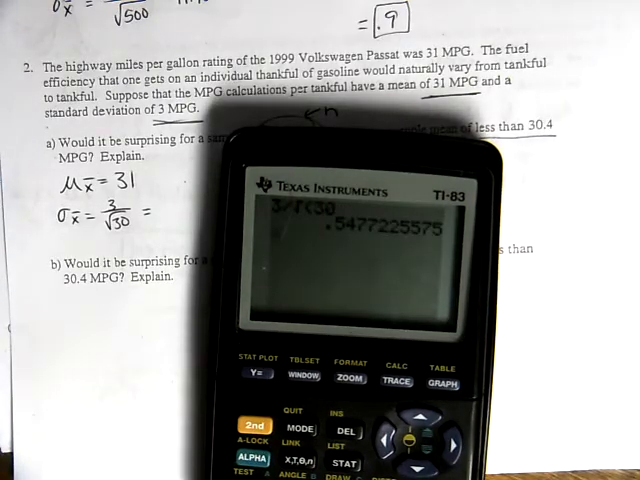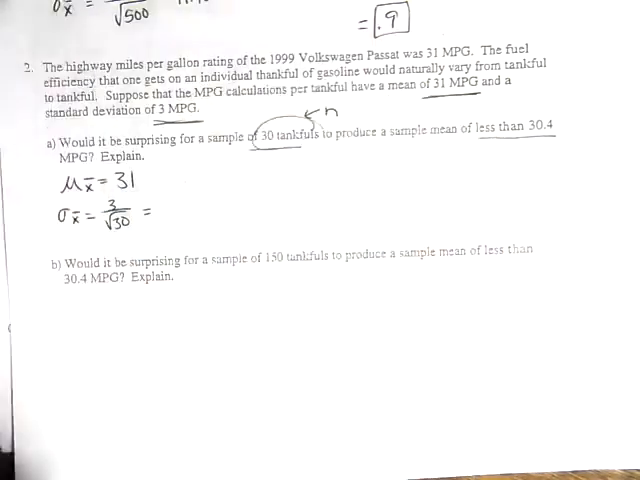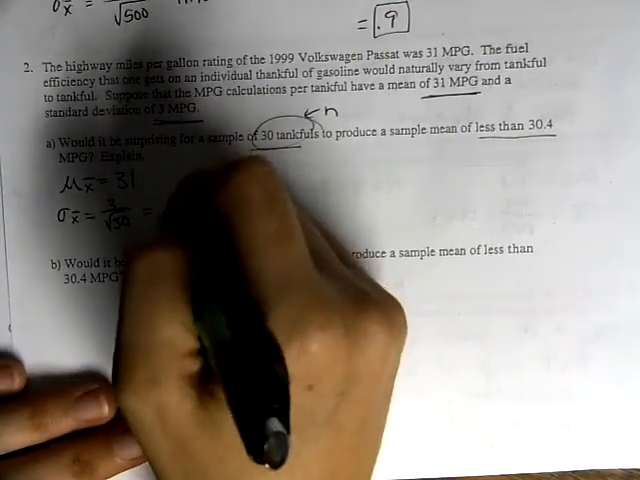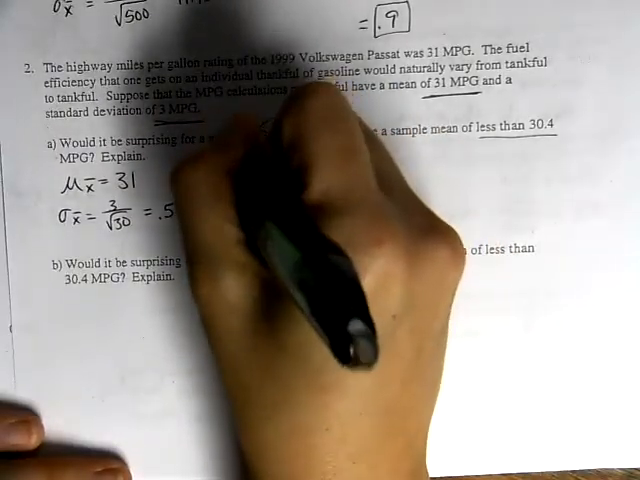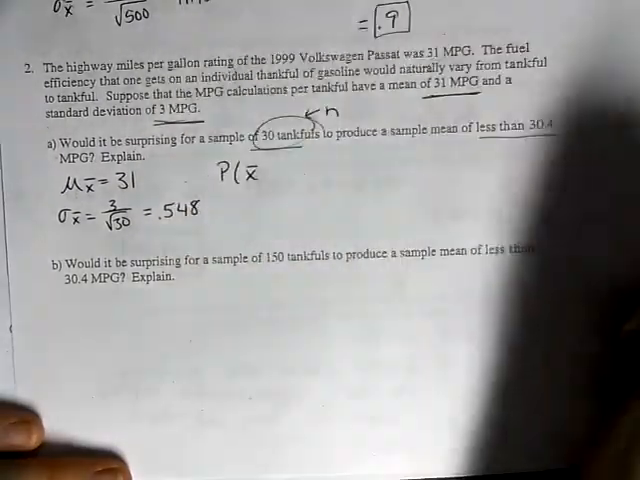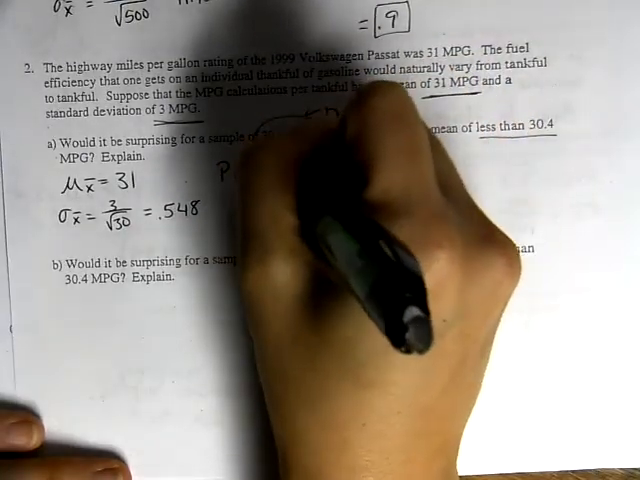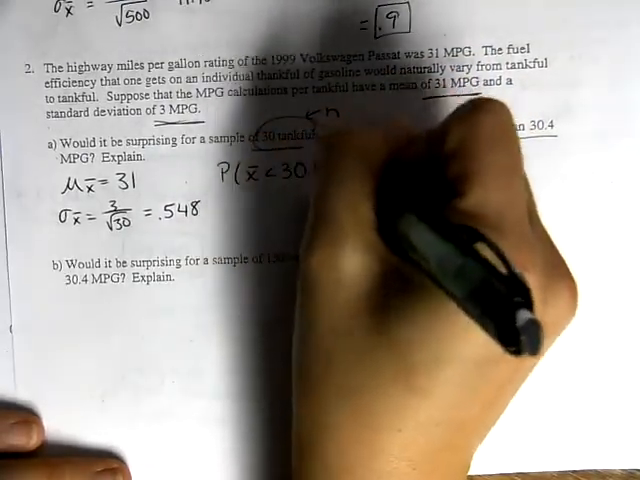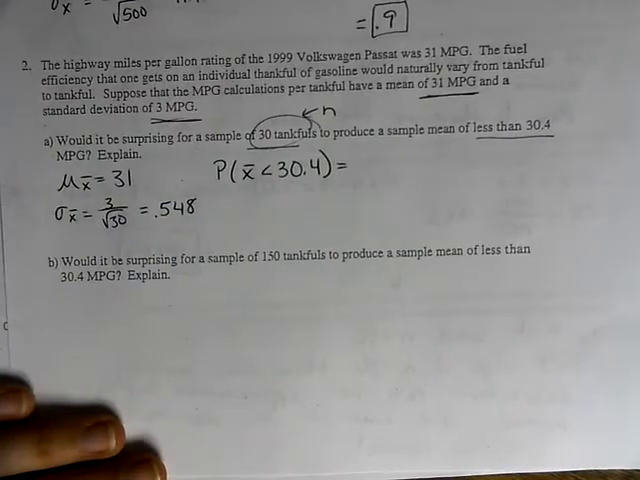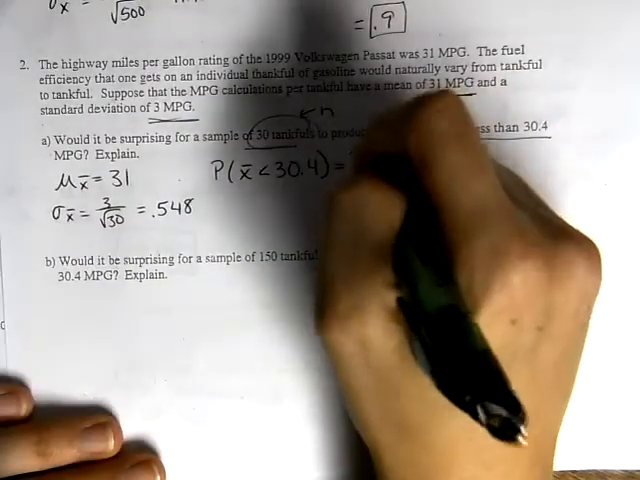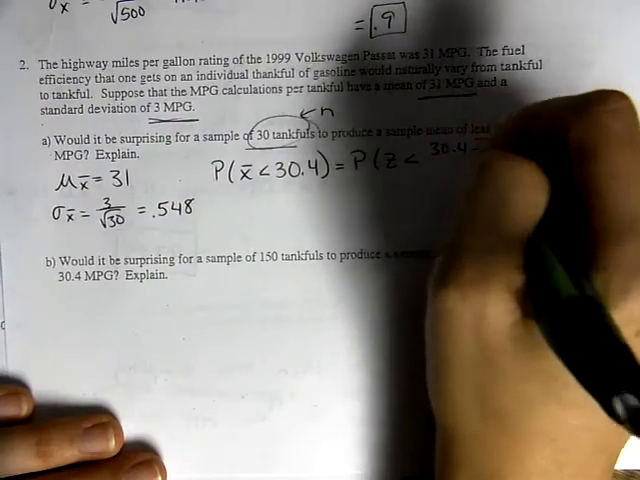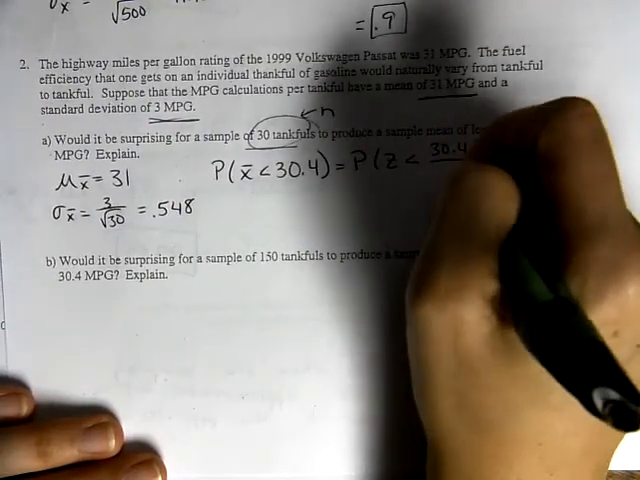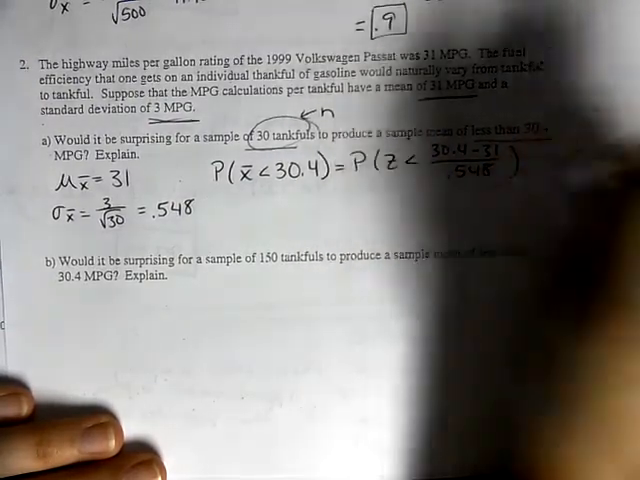So 0.548. And I would at least round to 2 decimal places. If you want to do 3 or 4, we've been working with 4 this whole year. Feel free. So we're looking at x bar is less than 30.4. So let's do this one by hand since we've been using the calculator a lot. So find your z-score. 30.4 minus 31 divided by 0.548.